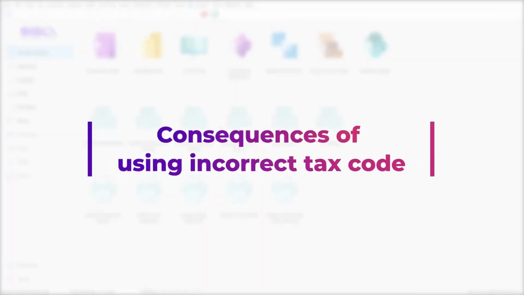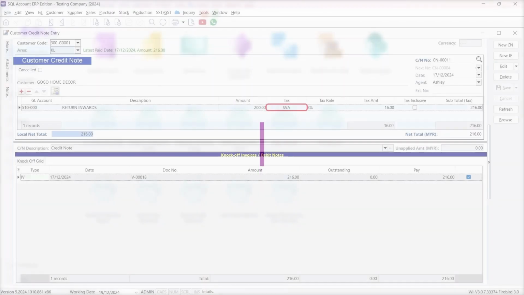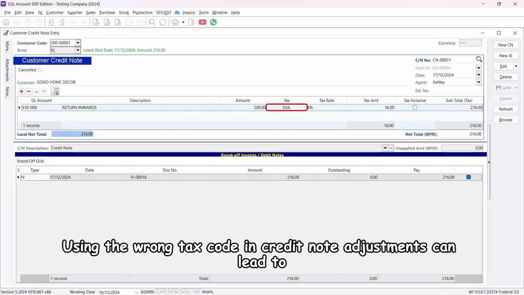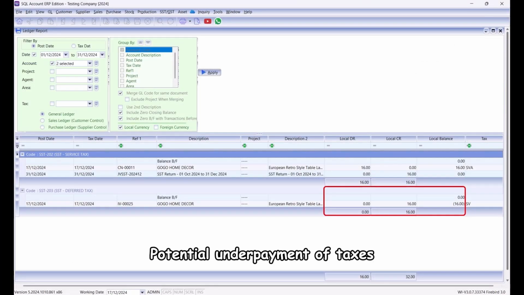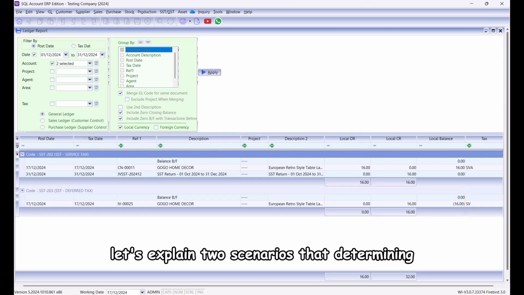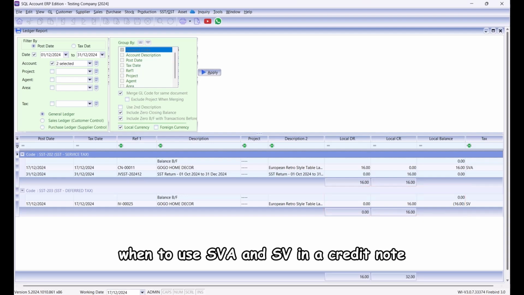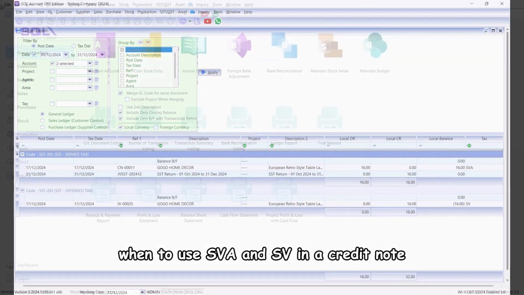Consequences of using incorrect tax codes. Using the wrong tax code in credit note adjustments can lead to outstanding balances in the SST deferred tax account, potential underpayment of taxes, which could lead to compliance issues. Now, let's explain two scenarios that determine when to use SVA and SV in a credit note.